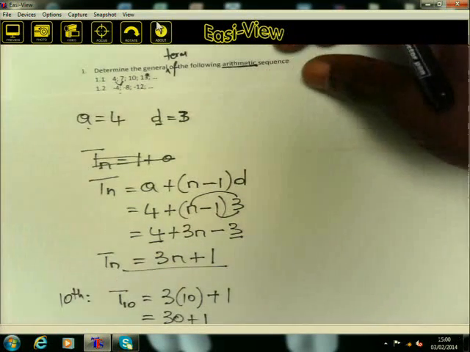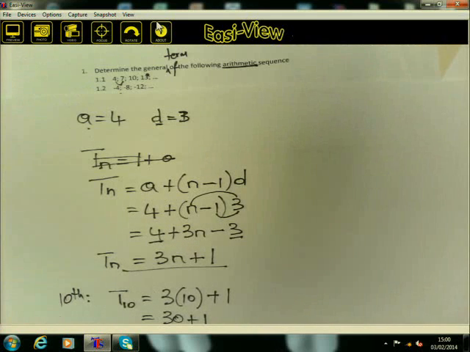Right. Can you try that one quickly in 5 minutes? The sequence is -4, -8, and -12. We still find the general term of the arithmetic sequence that is given.